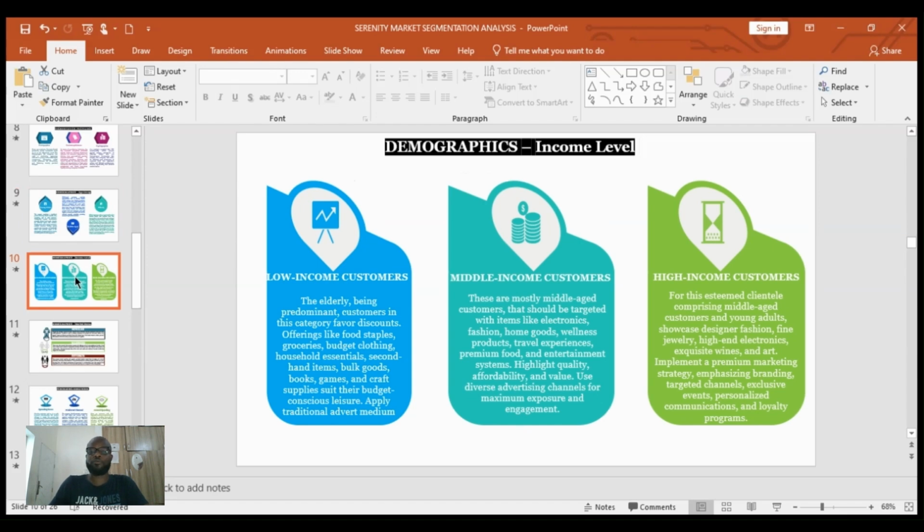We have also gone further to categorize these customers into low-income, middle-income, and high-income customers. This is to further help the company tailor its marketing strategy, in terms of providing discounted, promotional, and low-price products to the low-income earners, to providing status and exotic products to the high-income earners, as well as the middle-income earners.